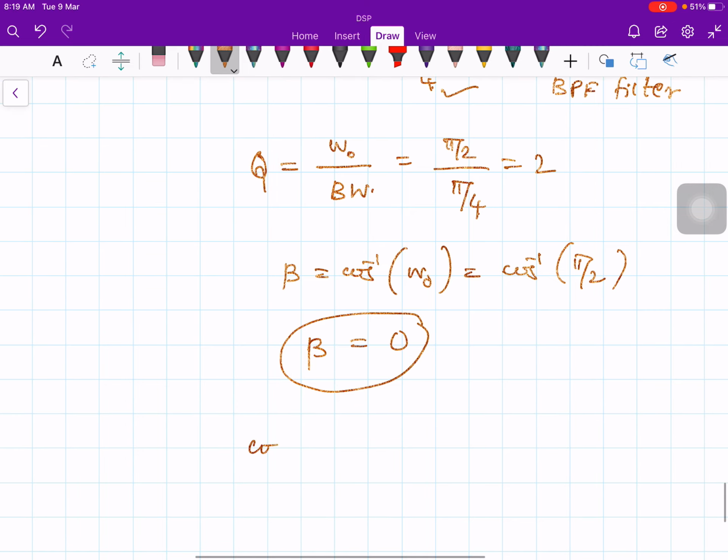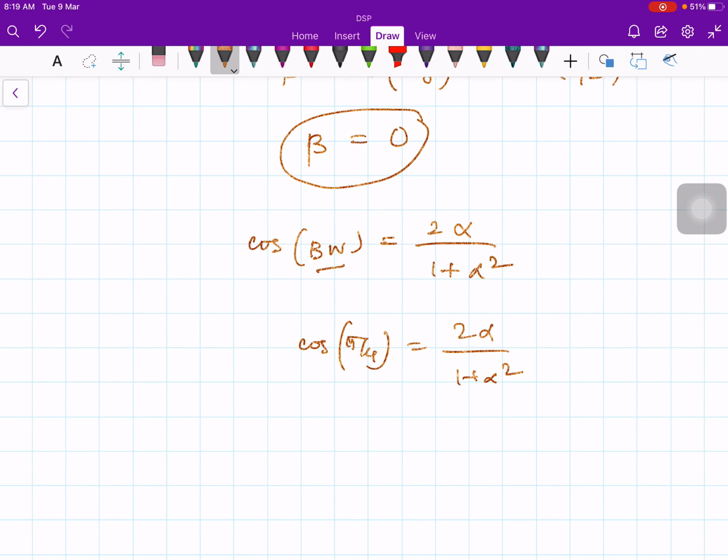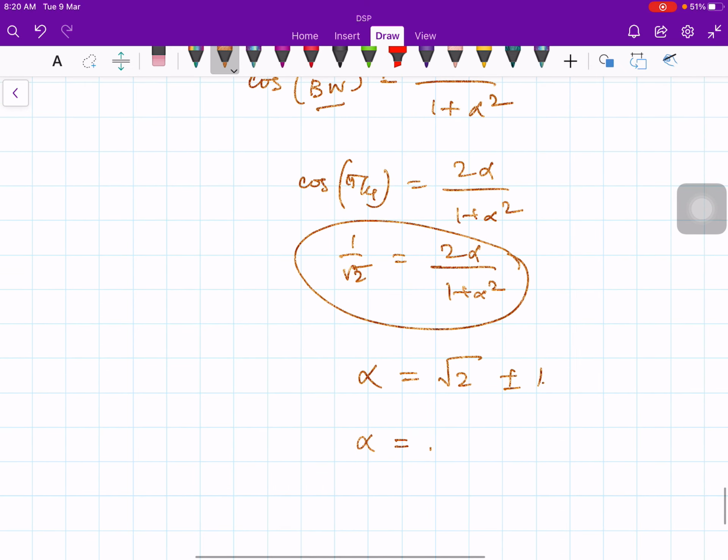Now what is the bandwidth? Cos of bandwidth is equal to, if you remember the formula, 2 alpha divided by 1 plus alpha squared. And bandwidth is pi by 4. Cos of pi by 4 is equal to 2 alpha divided by 1 plus alpha squared. Cos of pi by 4 is 1 by root 2, which is 2 alpha divided by 1 plus alpha squared. This is a quadratic equation. Again, you solve this, then the roots will be root 2 plus or minus 1. So I have two roots. Either I can take root 2 plus 1, or I can take root 2 minus 1.